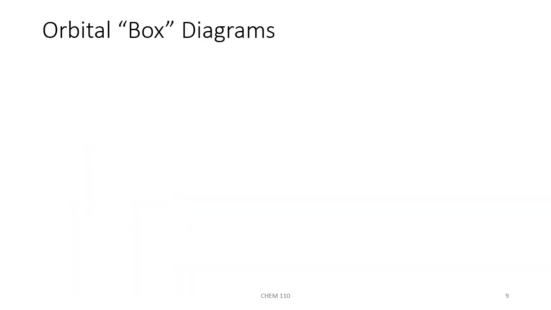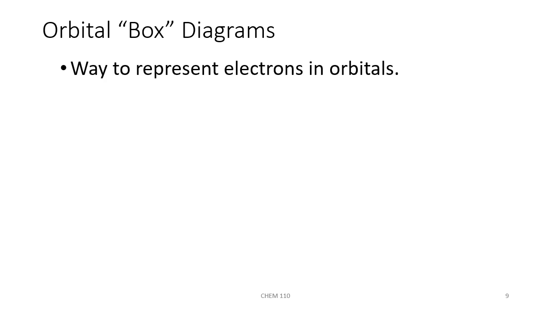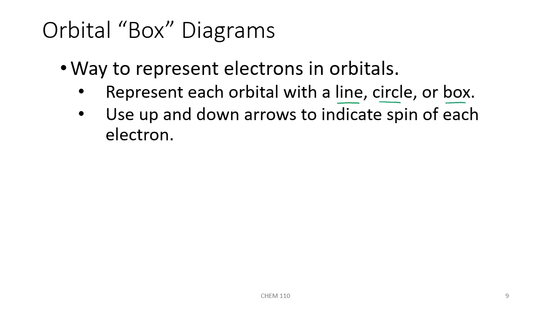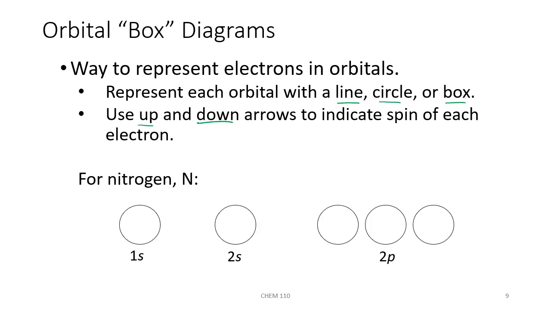Orbital diagrams, or sometimes called orbital box diagrams, are another way to represent the electrons in orbitals. They give us a lot of information because they don't just tell us the configuration, but they tell us what electrons are paired up and what electrons are unpaired. We represent each orbital with either a line or a circle or a box, just something to show each orbital itself. And then we use up and down arrows to show that our electrons have opposite spins and they're paired inside of each orbital. So for example, we could write the configuration for nitrogen.